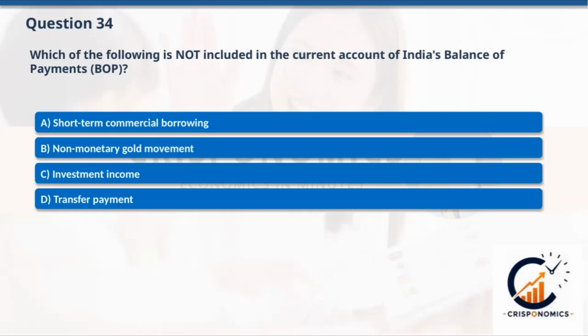Let's look at a question about India's balance of payments. Specifically, what's included in the current account? The options are transfer payments, investment income, non-monetary gold movement, and short-term commercial borrowing. One of these does not belong in the current account. Understanding this helps us grasp how money flows in and out of a country and what counts as trade or income versus financial transactions. Let's explore which item stands apart.